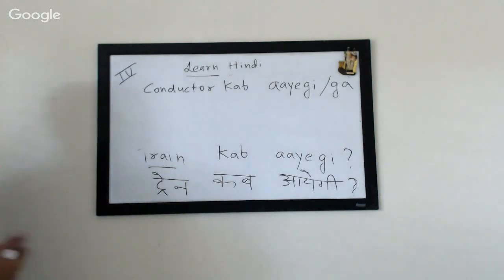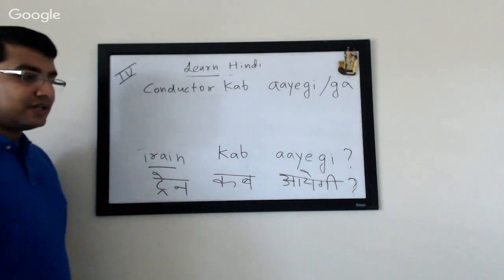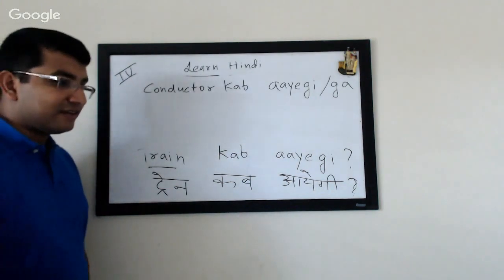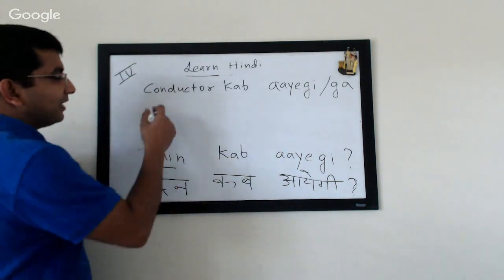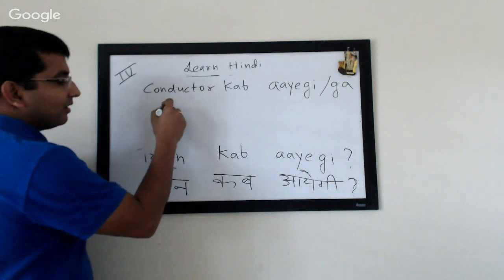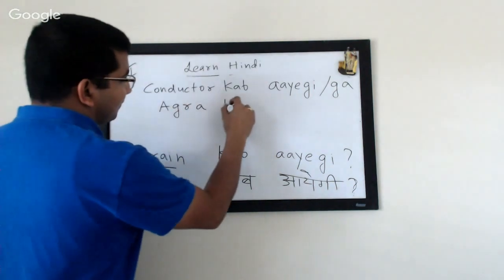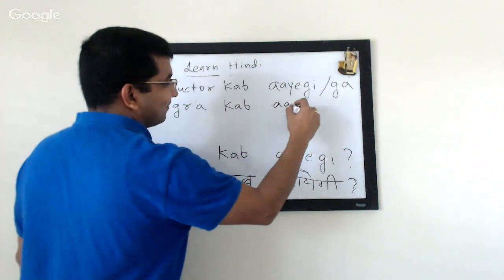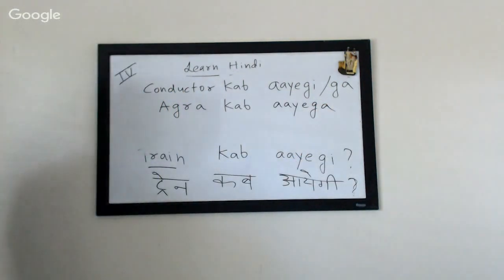Next one. Let's say you're on a train and you are really eager to see the Taj Mahal, and you want to say when will Agra come. You are in the train right now, right? And you're asking passengers, and that would be Agra कब आएगा? Agra कब आएगा?